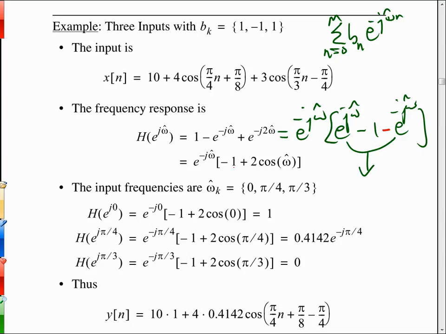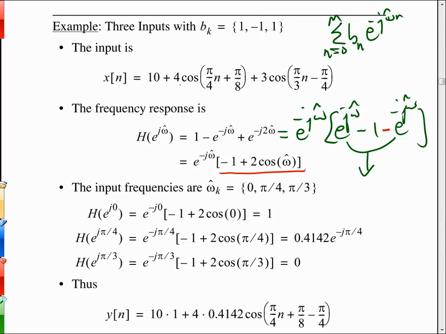So the added insight we get from this is we can make some observation, in particular, like when we see this term inside the square brackets, we can observe that there is going to be some frequency where we'll annihilate the input, because for some value of omega hat, wouldn't you agree that 2 cosine omega hat will be equal to -1 at some point? Because omega hat's going to run from 0 to 2 pi. So there's going to be some value where inside the square brackets we have 0.